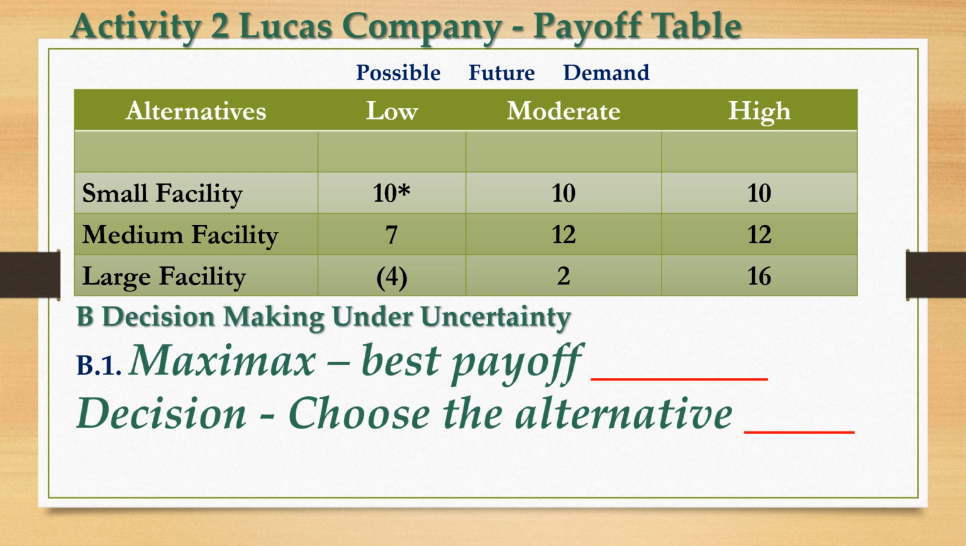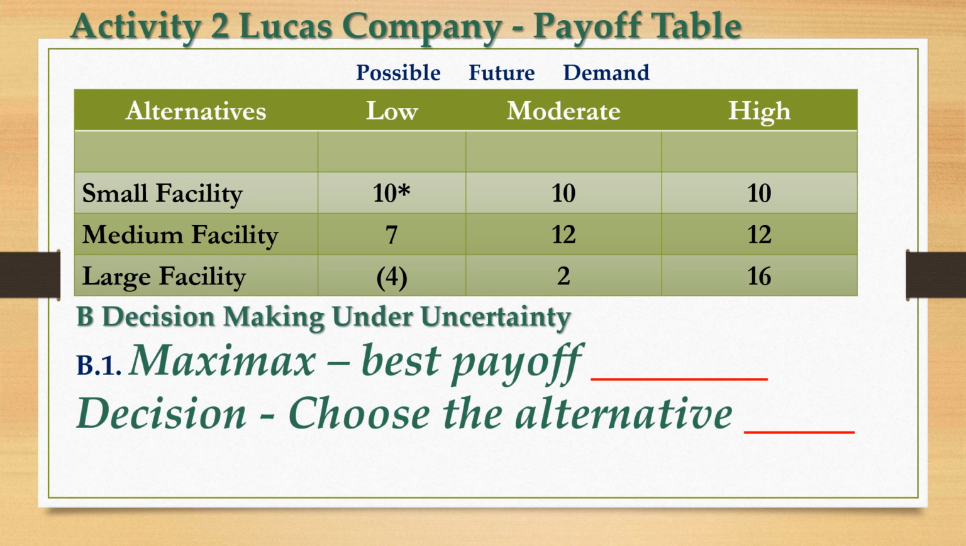Again, under Maximax, we are a positive thinker. We are optimistic. We are looking at the bright side of the world. That's why we are choosing the best payoff. When we talk about the best payoff, that means the highest amount. So write it down on your paper. Look at the table that I have here. Choose the best payoff, choose the highest amount, and write it here on the blank that corresponds to the best payoff.